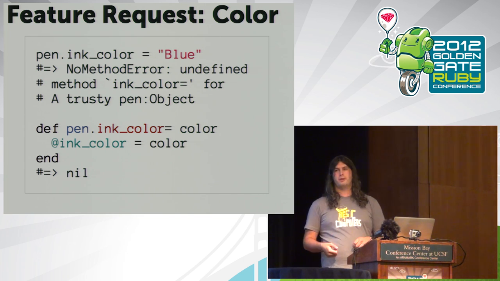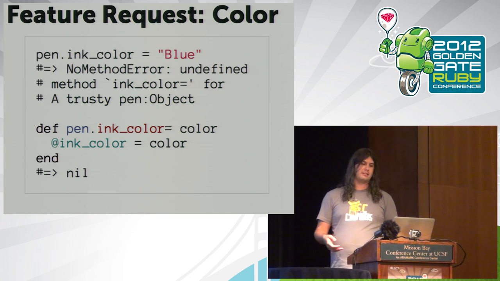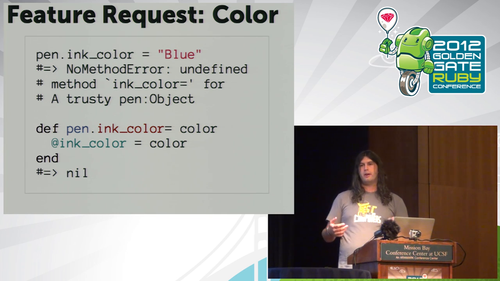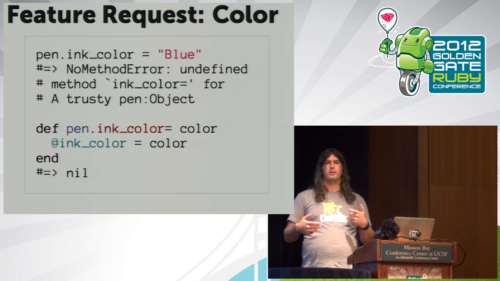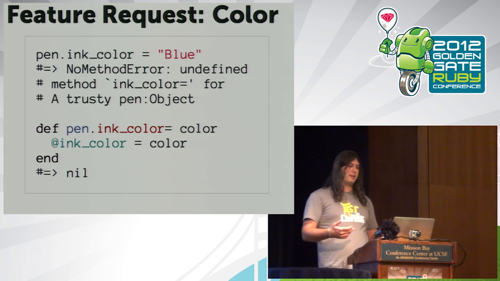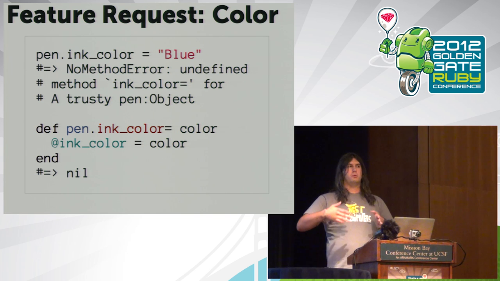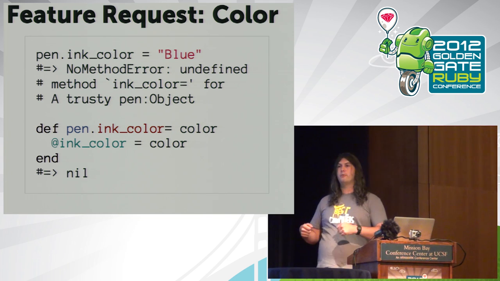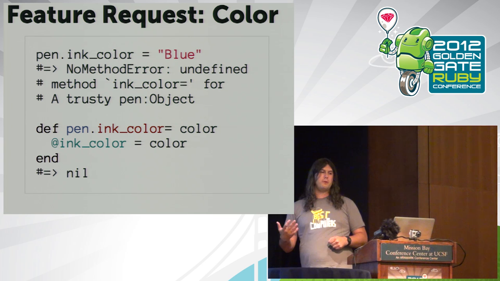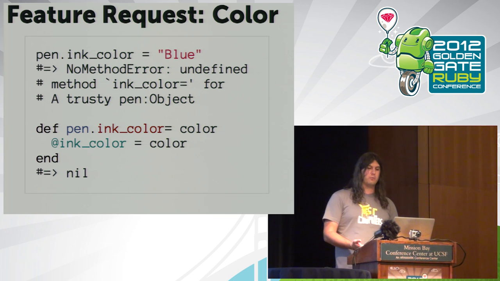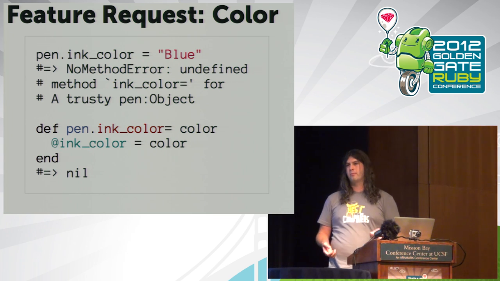And like any good Rubyist, we're just going to pretend that this works and see that it doesn't. And this is why NoMethodError is the best thing in Ruby. We didn't get a "no property" or a "no access" error. Nothing happened here that is variable setting. What we had was a NoMethodError. So Ruby has no method ink_color= for our trusty pen.